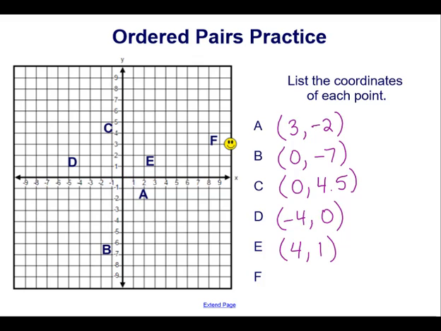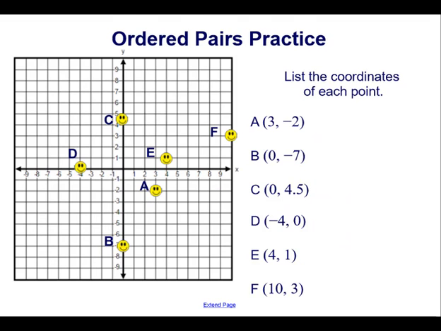And finally, now let's find the coordinates of F. So from the origin, we have to move 1, 2, 3, 4, 5, 6, 7, 8, 9, 10 units to the right. So we'll represent that with the first number being a +10. And then we have to move up 1, 2, 3 units up. So we'll use a +3 for the second number. So there are our coordinates of all 6 points.